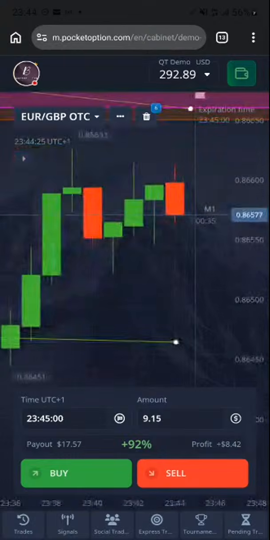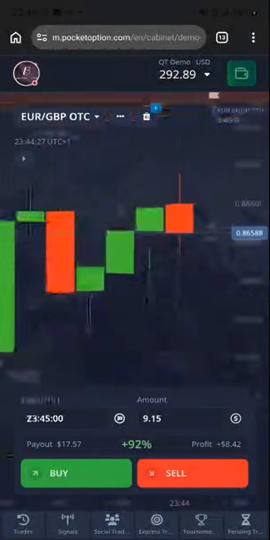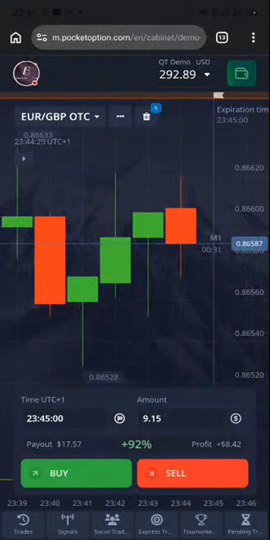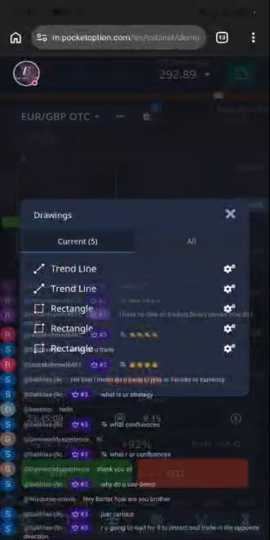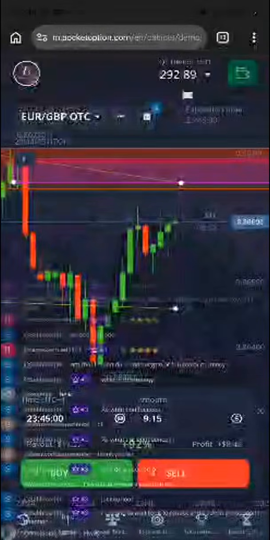Basically, I was going to take this trade with the sellers, but you can see in the last 10 seconds the buyers came in and gave us a red candle. Where I wanted to enter was above this round number, 0.86600. You just wait for it to retrace and take the trade to the opposite. Yes, that's what I'm going to do. I'm waiting for price to come here, then I'll take the trade. So I'm waiting for that retracement.